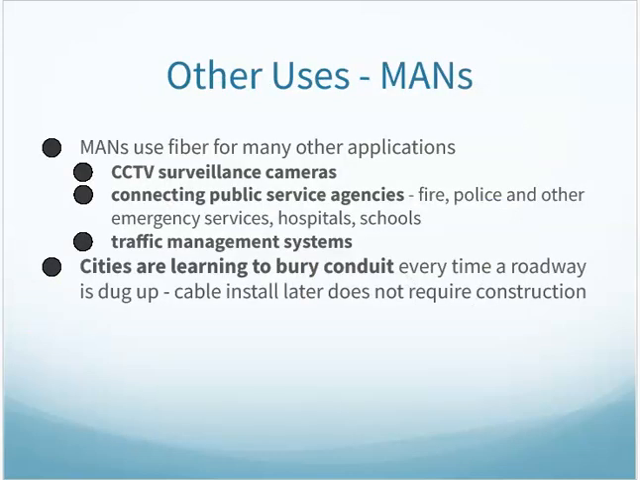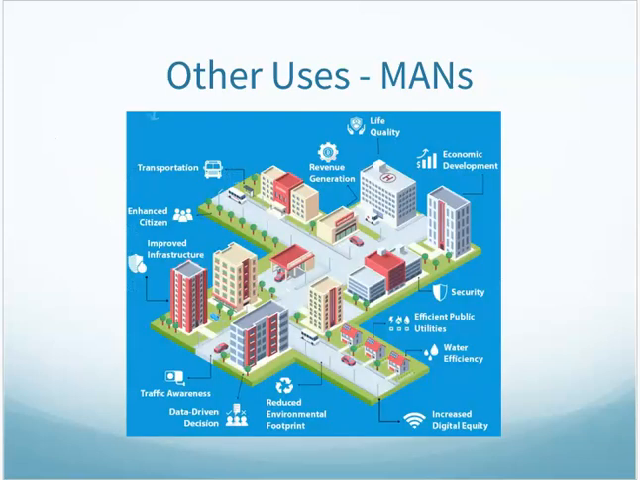Metropolitan area networks use fiber optic, again, for surveillance, connecting public service entities, fire, police, and so forth, hospitals, schools, and even traffic management systems. And some cities are even burying conduits that they can use later to put fiber optic in, so you don't have to dig things up later.